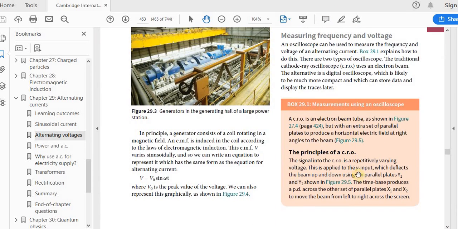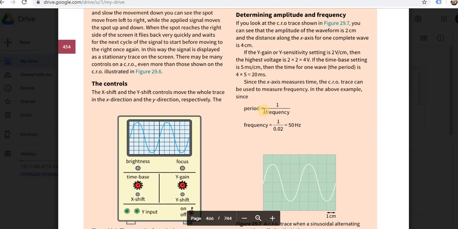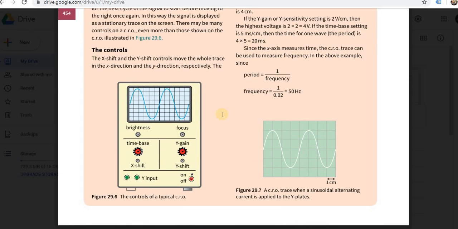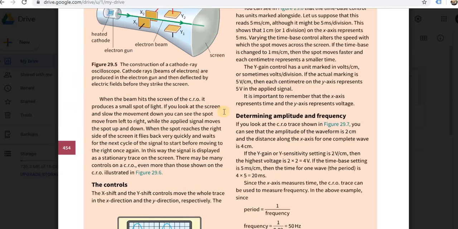Okay, so this is an electron beam tube. Now you saw the electron beam tube on page 424, figure 27.4, but with an extra set of parallel plates to produce a horizontal electric field at right angles to the beam, figure 29.5. Okay, so here we have it, figure 29.5.